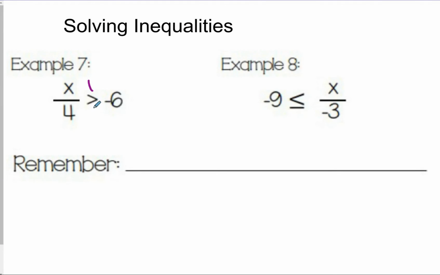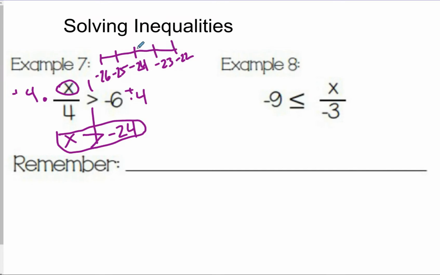Example 7, we have our variable being divided by 4, so our inverse operation is to multiply. Notice how I'm multiplying by a positive, so I'm not going to flip the inequality symbol. And I get x is greater than -24. I only flip it when I multiply or divide by a negative. What I multiplied and divided by was positive, so that's the reason why I do not flip the sign. Open dot because there's no equal to bar, and an arrow to the right because it's greater than.